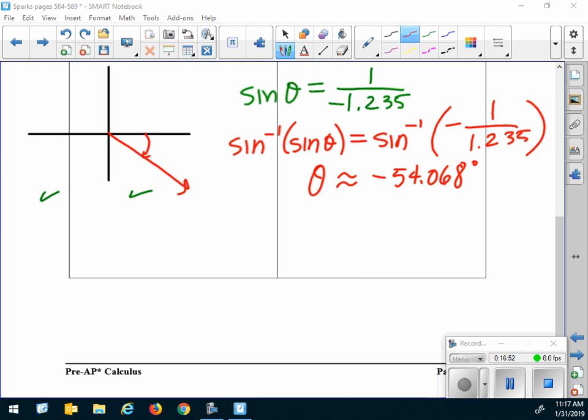So, what's the measure of that angle right there? That's it. It's 360 minus 54.068.